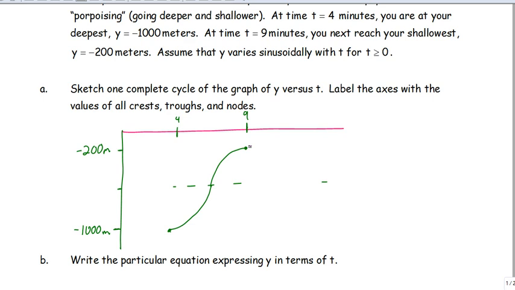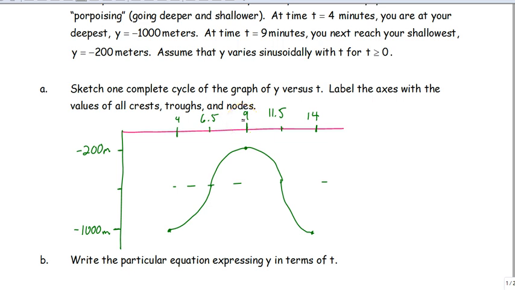So we have to figure out, if it's a perfect sinusoidal curve, how to come up with our second time. Well, remember, it's symmetrical. So the next time that we're going to be down here at negative 1,000, from 4 to 9 is a distance of 5 minutes. So that means 5 minutes later we'll be back there, and then we can find our midpoints too. At 11.5 we're in between, and at 6.5.